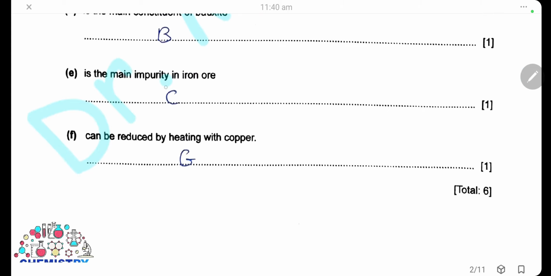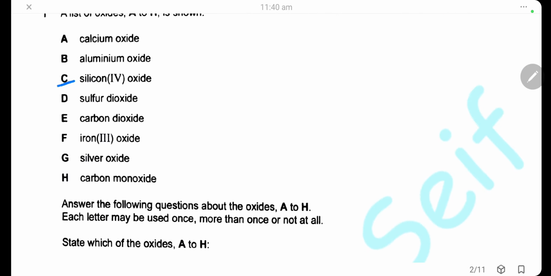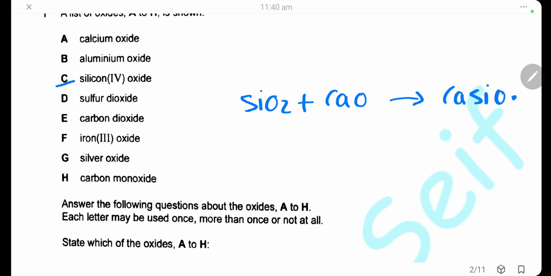Which oxide is the main impurity in the iron ore? The main impurity in hematite is silicon dioxide. So again the answer will be C. Silicon dioxide is the main impurity, and it is removed by reaction with lime or calcium oxide to form calcium silicate, which is the slag. The slag layer is the impurities formed on the top of the iron. So the answer will be C.